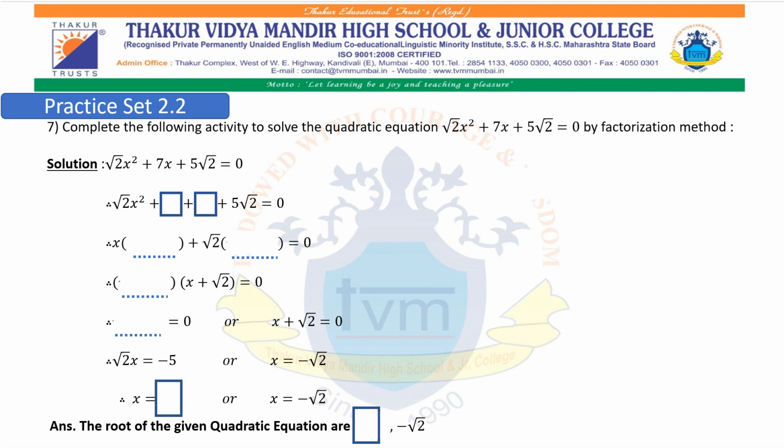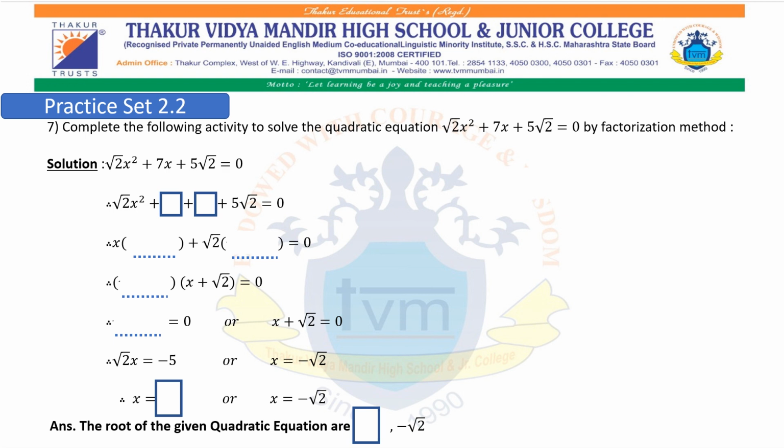Sum number 7 is an activity based sum. As you see on your screen, the equation given is root 2x square plus 7x plus 5 root 2. They had asked us to solve by using the factorization method. Here let us see the equation. Whether the equation is there in the standard form? Yes, here the equation they had given us in a standard form.